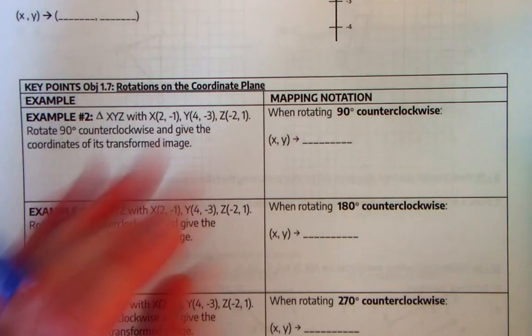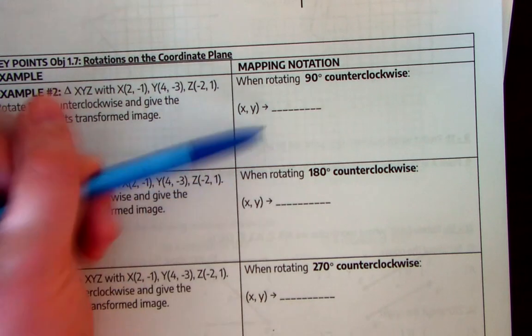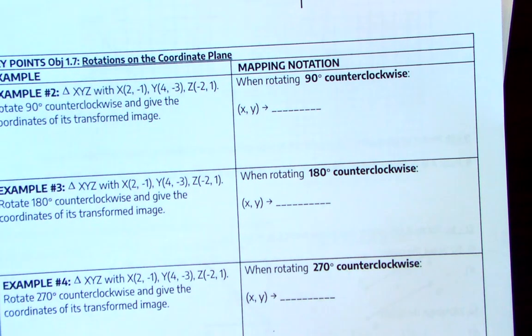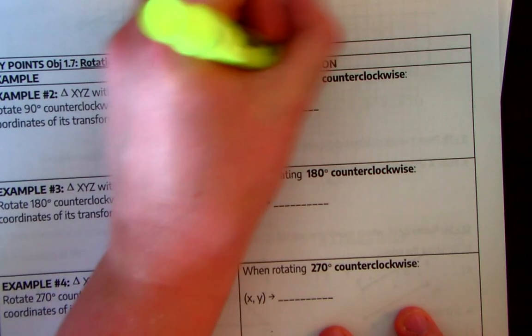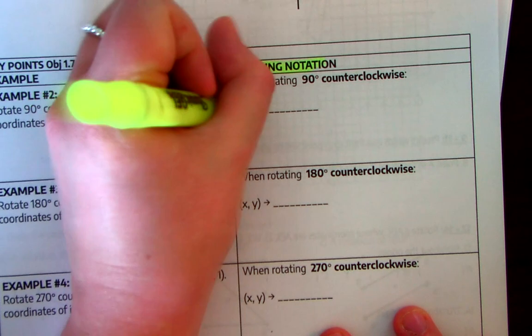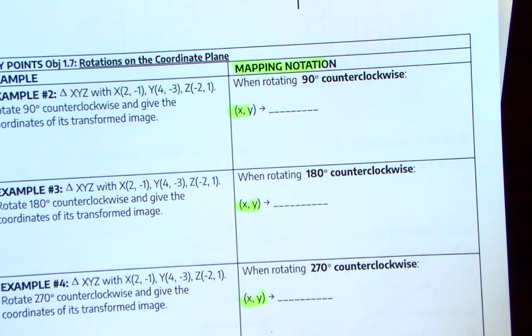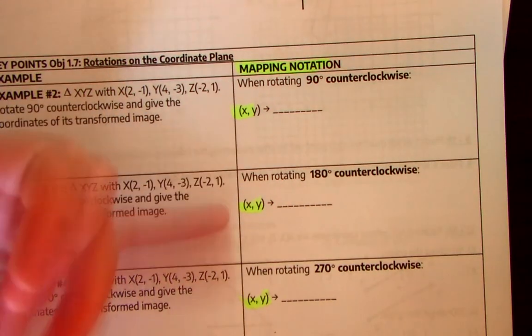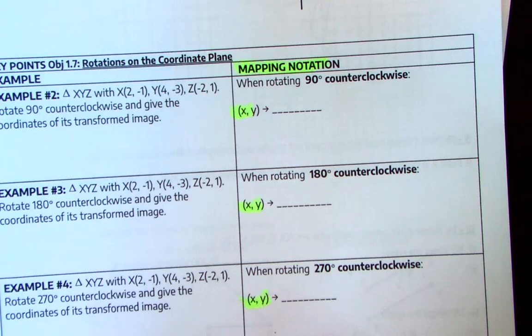Okay? All right. Now we're going to jump to page 5, where in class we did some rotations with patty paper, and we discovered there are some patterns on the coordinate plane when we rotated 90, 180, and 270 degrees. Those patterns we can describe with mapping notation. Mapping notation is when we talk about what is always going to happen to the x and y coordinates after a certain rotation.